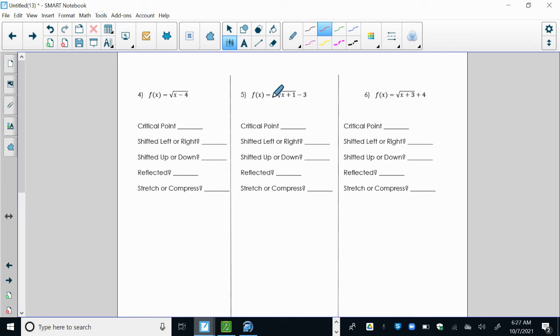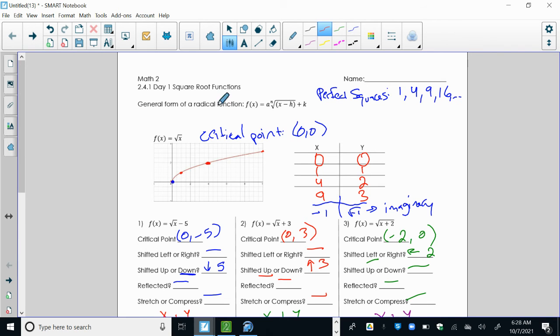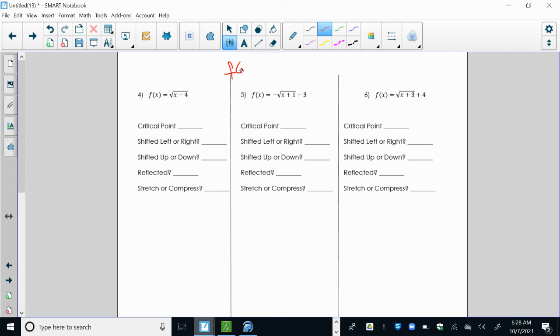So 5, our critical point, remember if we want to write out our formula from the front side here, f of x equals, and we can just write the square root part. Okay, so we'd have f of x equals a square root of x minus h plus k, where h comma k is your critical point. So let's look at 5.